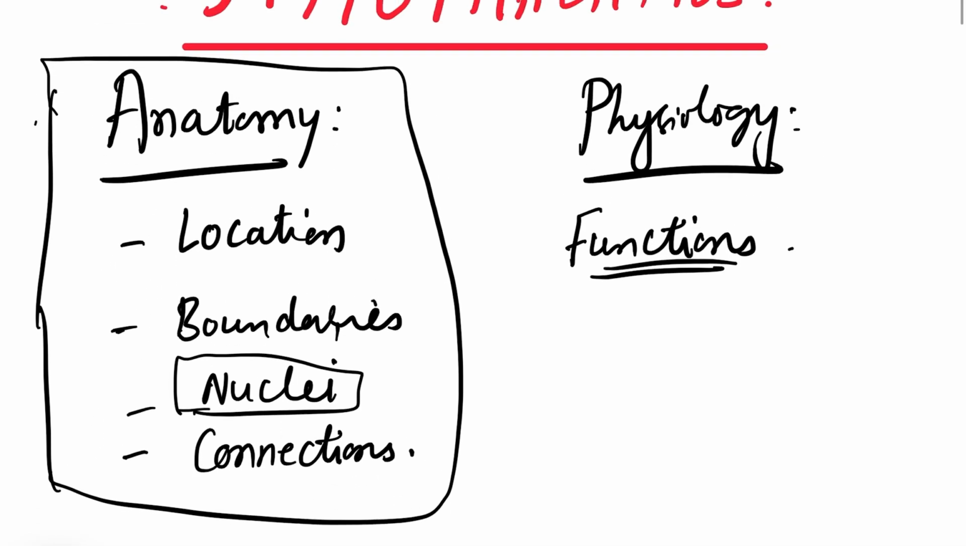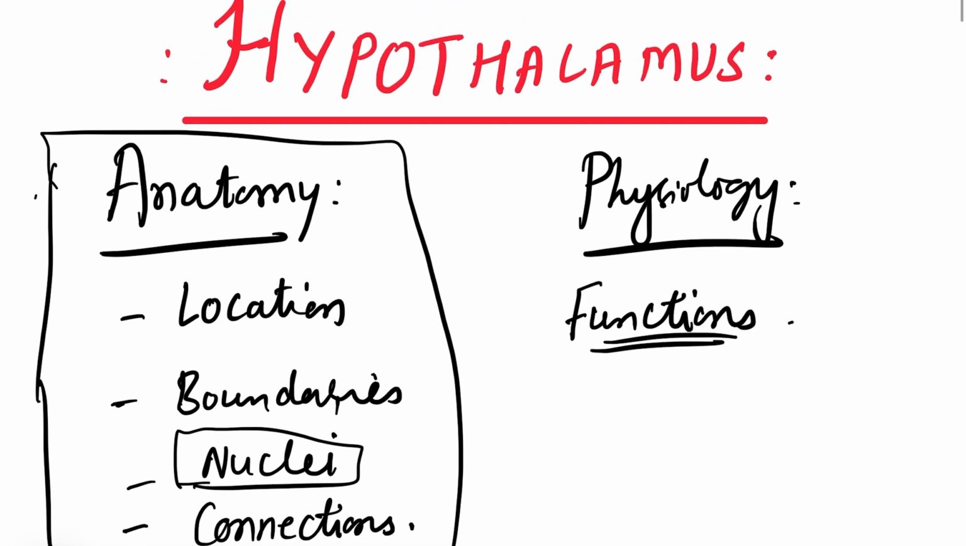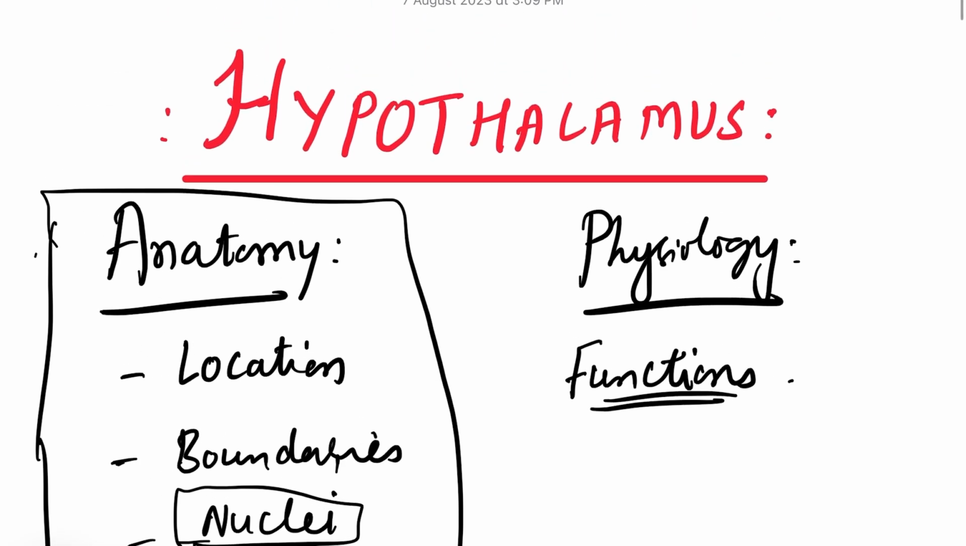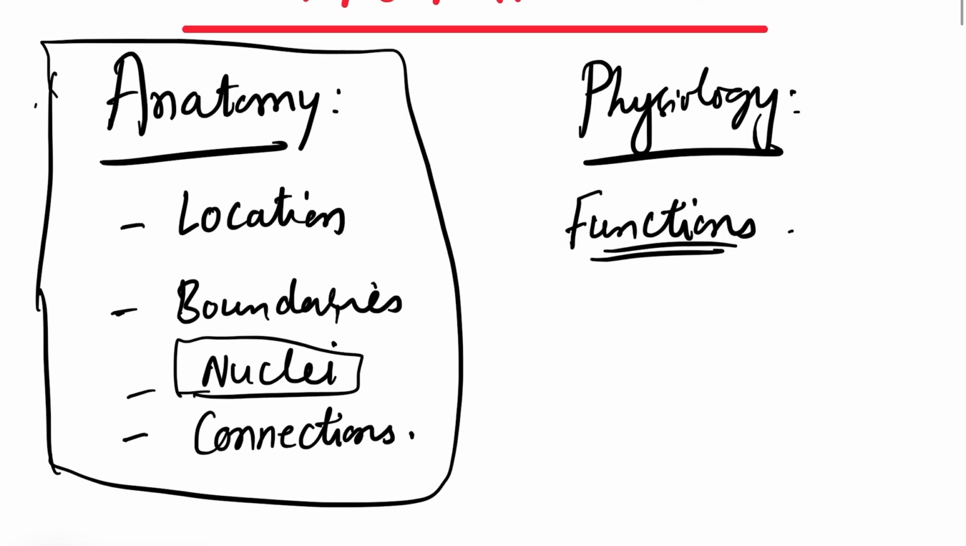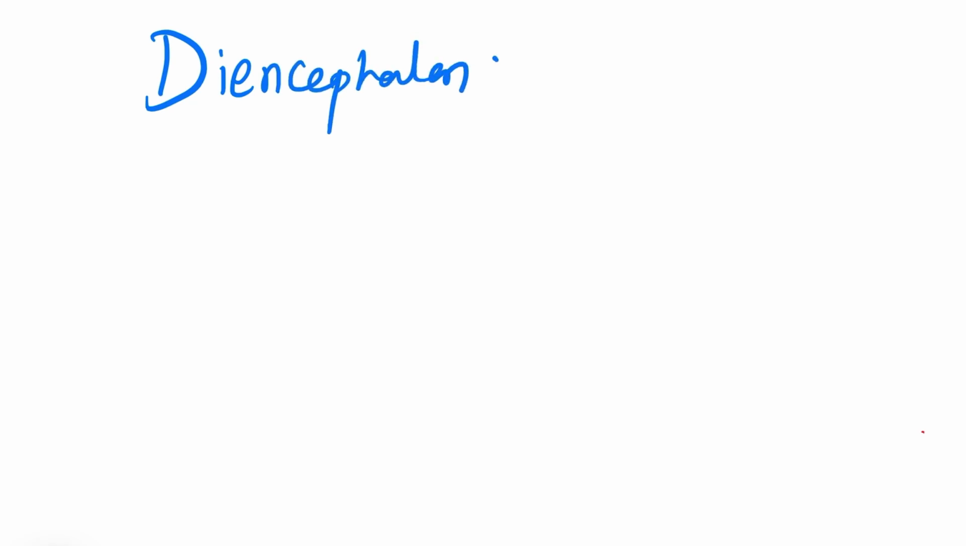Now, to begin with, the hypothalamus is a part of the brain that constitutes the diencephalon. So first of all we should know what exactly the diencephalon means. It is one of the components of the diencephalon. The diencephalon is a part of the brain which lies between the cerebrum and the brain stem. Actually it is almost hidden from view by the cerebral hemispheres.